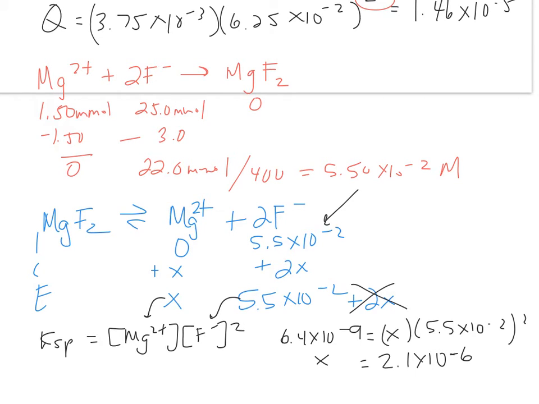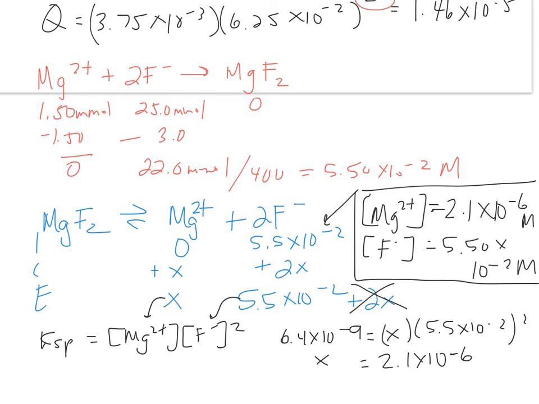When we solve for X, we get 2.1 times 10 to the negative sixth. This would be the magnesium ion concentration. However, for the fluoride ion concentration, we would actually want to do 5.50 times 10 to the negative second plus 2X. But we would find that essentially our answer for the fluoride concentration is unchanged, right? It's 5.50 times 10 to the negative second molar. So there are our final answers.